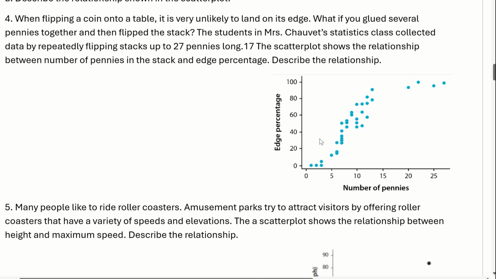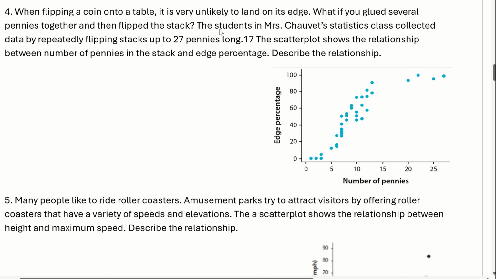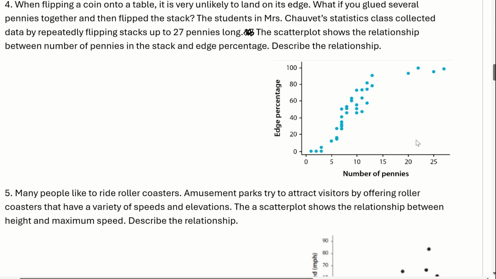Number 4, when flipping a coin onto a table, it is very unlikely to land on its edge. What if you glued several pennies together and then flipped the stack? The students in Mrs. Chauvet's statistics class collected data by repeatedly flipping stacks up to 27 pennies long. The scatter plot shows the relationship between the number of pennies in the stack and the edge percentage. Describe the relationship. So we just want to describe it.